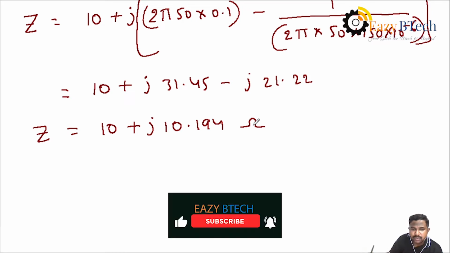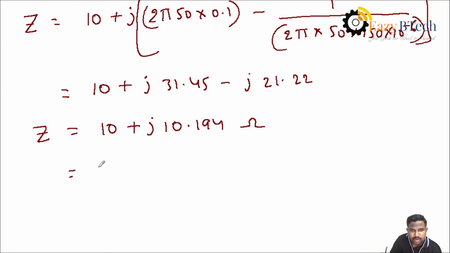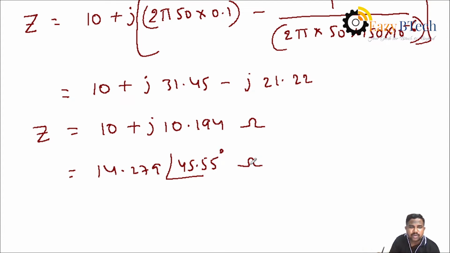But here, in this rectangular form, you can convert rectangular form into polar form. Hence, the value is 14.279 magnitude at an angle 45.55 degrees ohms. So this is the polar form of the given impedance value.